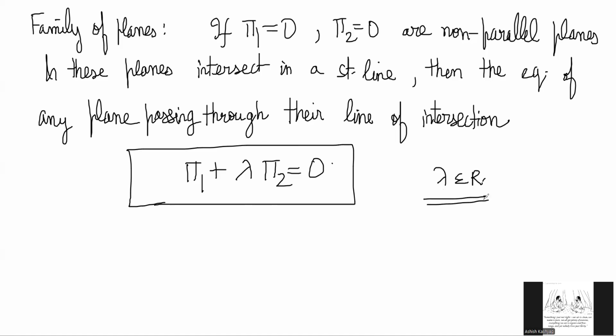So for different values of lambda, you'll get different lines of intersection and different planes passing through them. So this represents an infinite family of planes, all of which will pass through the line of intersection of the two planes, right? And now lastly, I can also talk about the angle between a plane and a line.